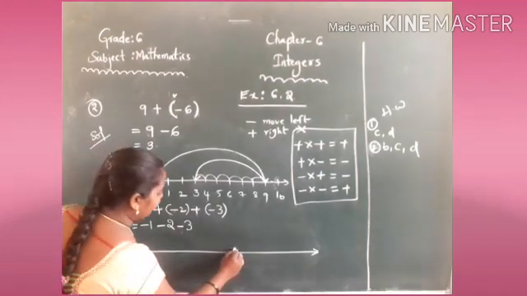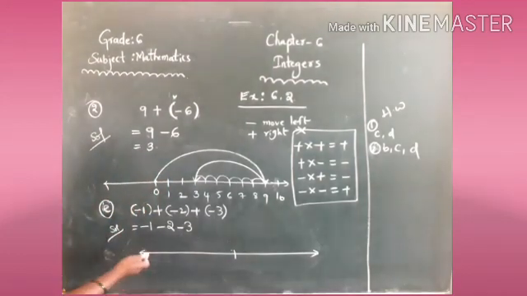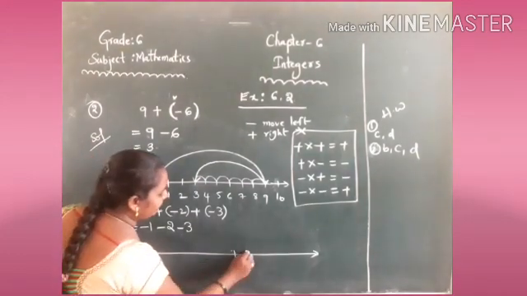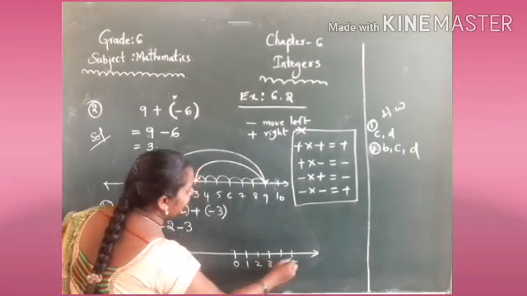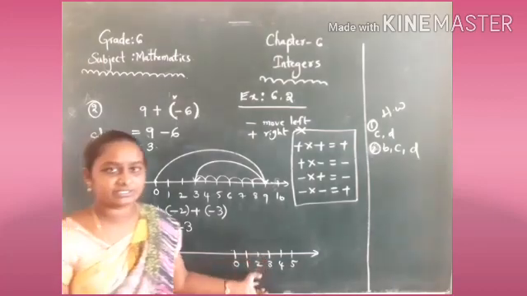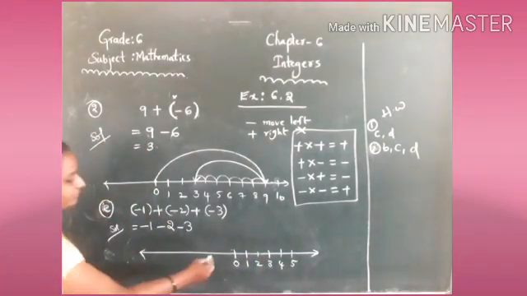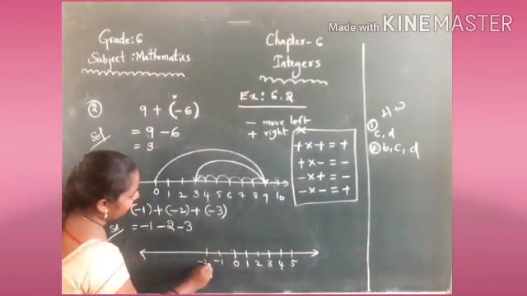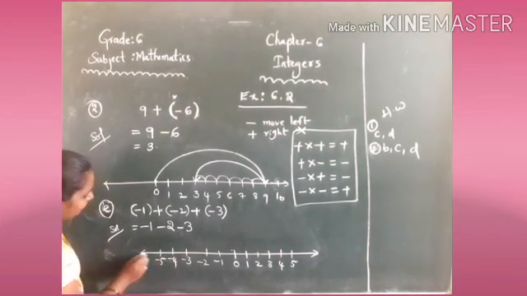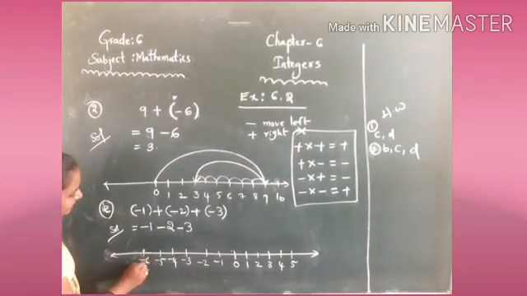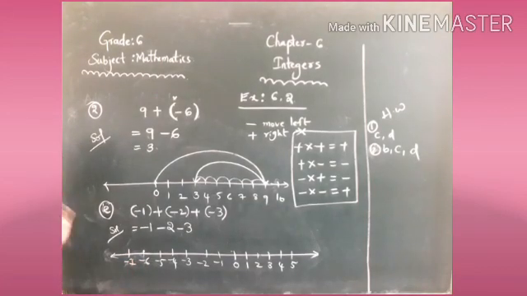a number line and represent. So all are negatives. You can give positives and negatives, always you can represent positive and negative integers. No need to worry about that. Minus 1, minus 2, minus 3, minus 4, minus 5, minus 6, minus 7.